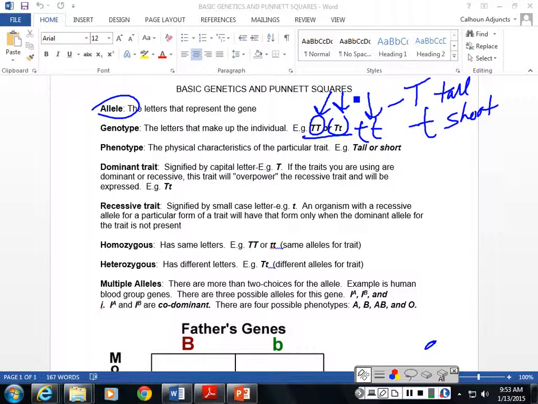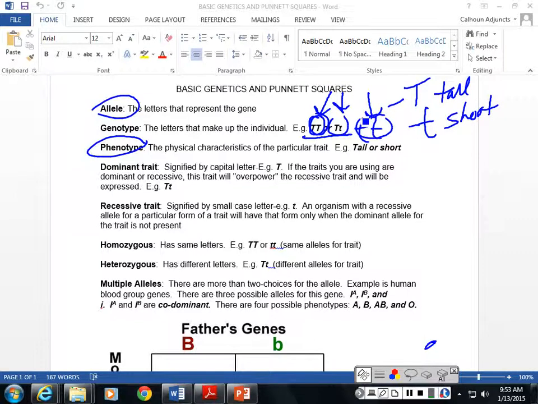Okay? So your phenotype is what those genes express. What's the physical characteristic that you can see. For example, tall or short. If you have this big T, then you're tall. That's the phenotype. We see that you are tall. If you have little t, your phenotype is that you are short. We can see that you are short.